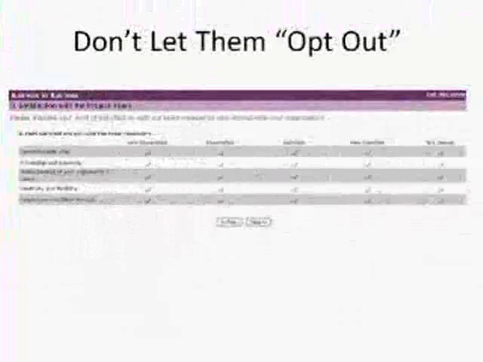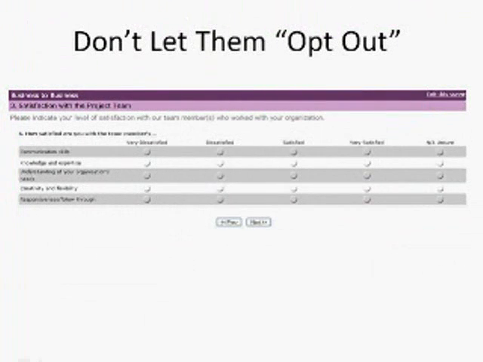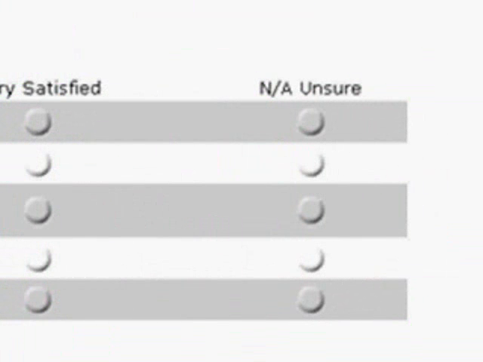Problem number 4, this template lets them opt out because it offers NA unsure as an option. If you give your customers a chance to opt out, probably as many as 20% will do so on a lot of your questions. That means you're not getting the information you need to make more money. Because the more people you hear from, the better you understand your customers, the more money you make.